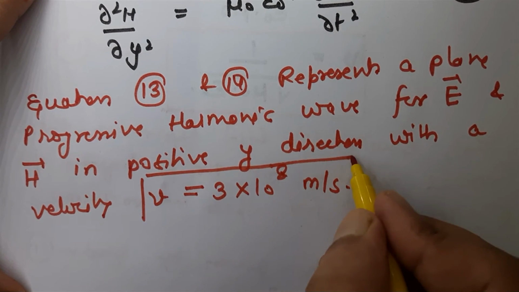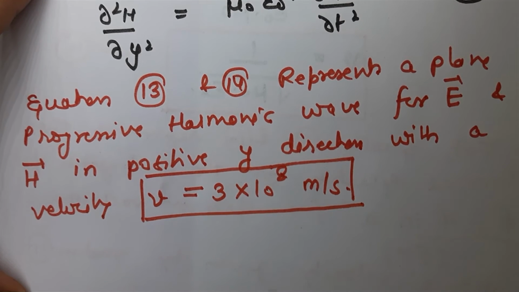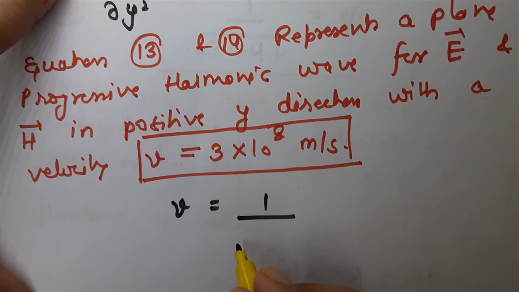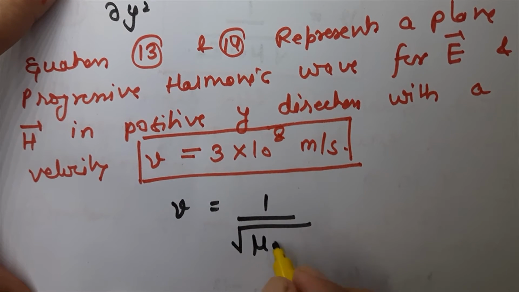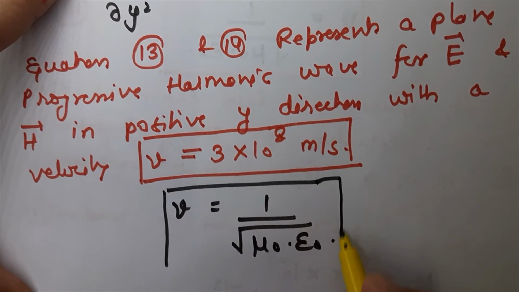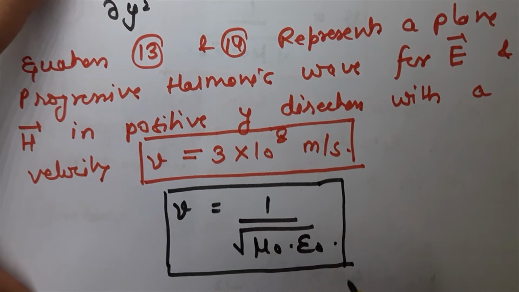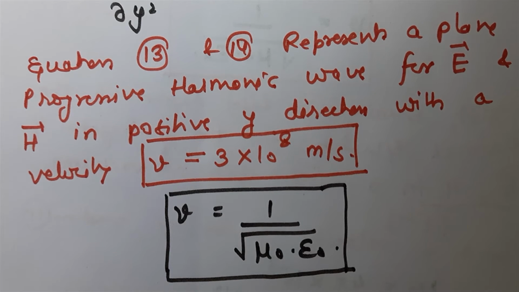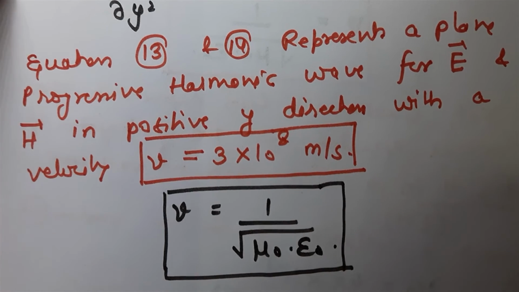This velocity comes from the expression that we have written in the previous page, that this velocity is given by 1 over square root of mu 0 and epsilon 0. This is a very important result in electromagnetic theory, that electromagnetic effects travel in vacuum with a velocity equal to the velocity of light. Hence it was concluded that light is a special case of electromagnetic wave. So we will write the conclusions.